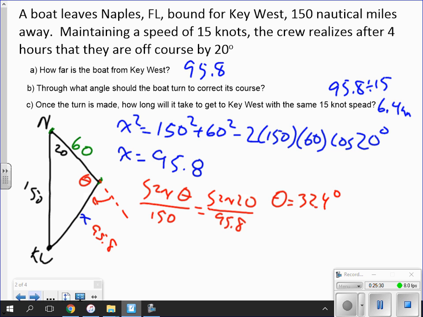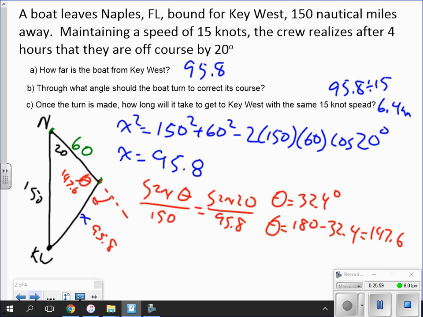So what is theta? Theta is actually 180 minus 32.4, which is 147.6. So this angle here is actually 147.6. However, it's not our angle we are turning. Now I do want to find the angle, but what is the angle we're turning?